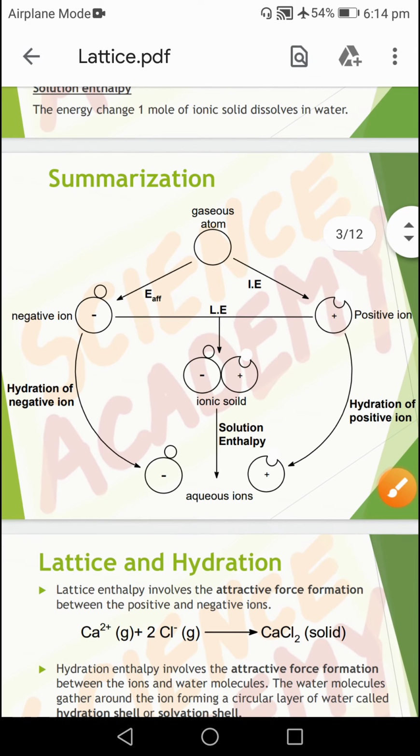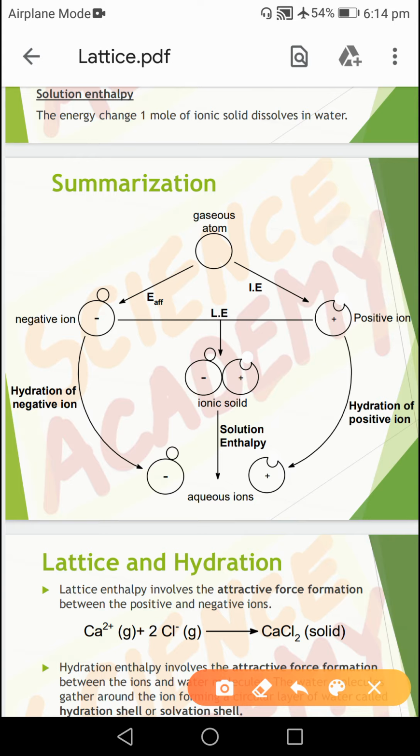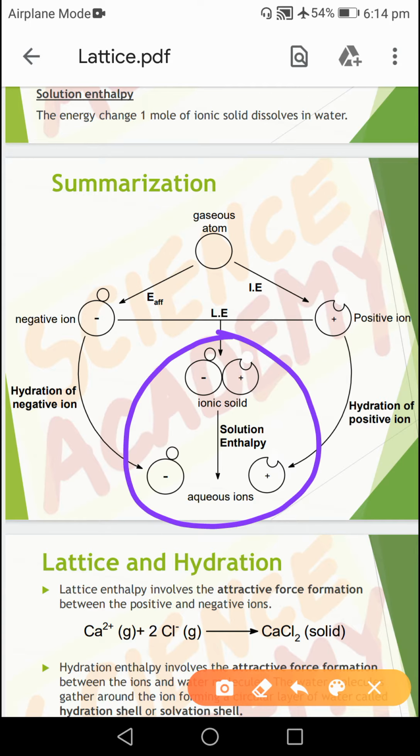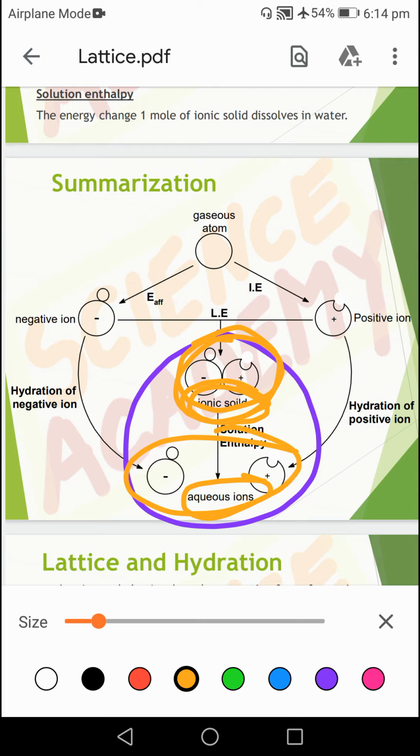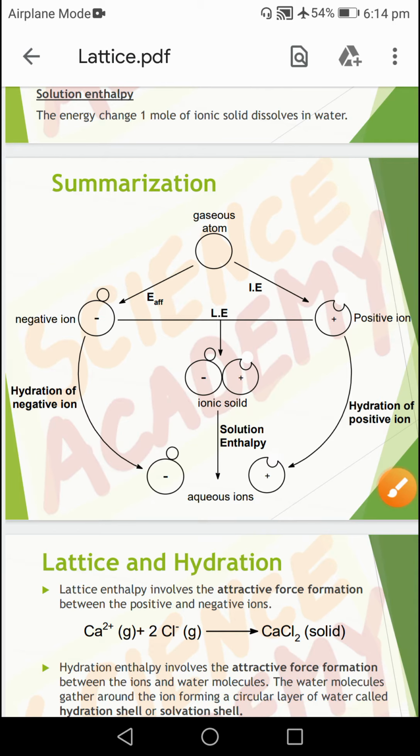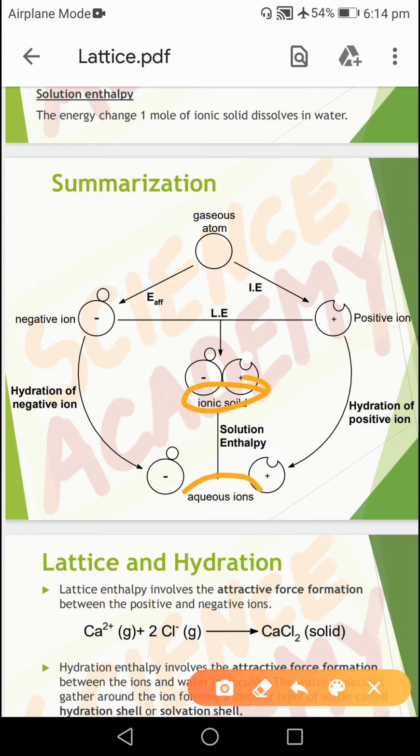Then what is solution enthalpy? Just look at the change over here. What is the change that is going on? Here, the ionic solid is dissolved to form aqueous ions. So here the ions were in solid state, but here the ions are in aqueous state. The amount of energy that changes when an ionic solid turns into aqueous ions is what we call the solution enthalpy.